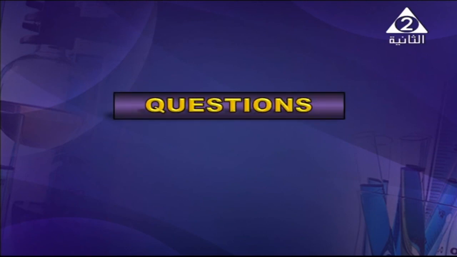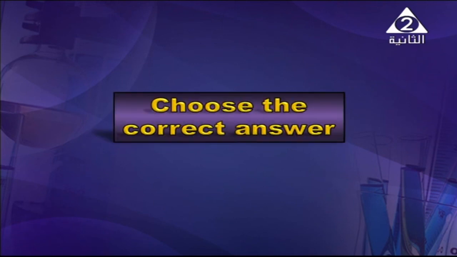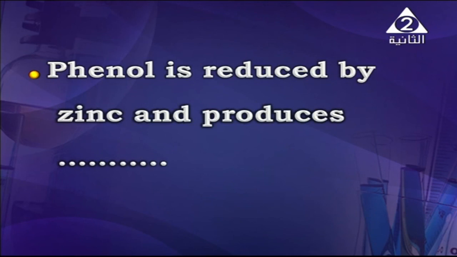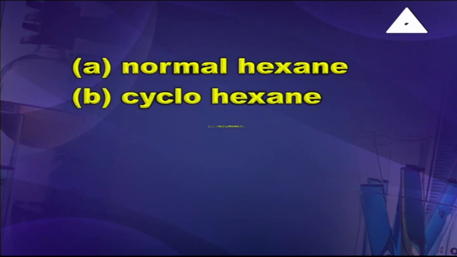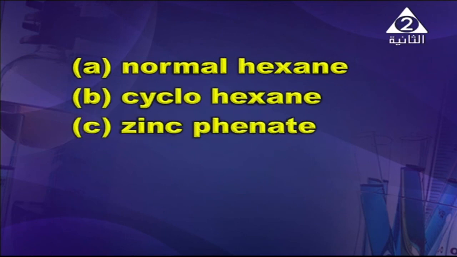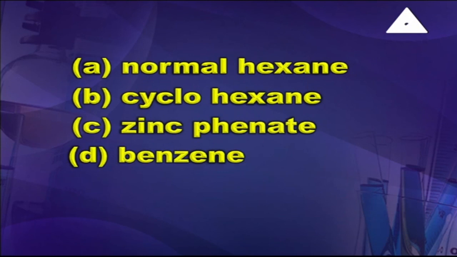So my dear students, we are going to discuss some questions. Choose the correct answer. Phenol is reduced by zinc and produces what? Normal hexane, cyclohexane, zinc phenate, benzene. If you think about it, yes, it will be benzene.